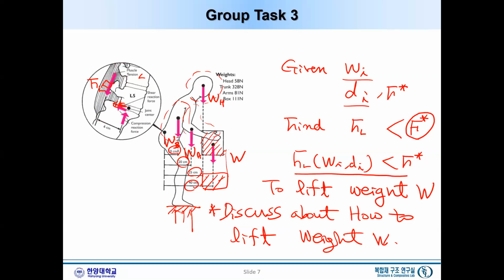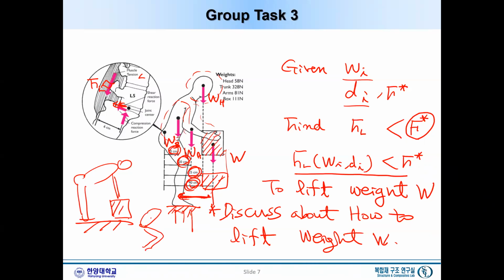What does it mean? You will see this distance is something you can vary. Importantly, you can get closer to the weight, or you can be very far from it. So you have a choice: you lift like this, or you bend your body and lift. The difference is that this distance is very different. So discuss all kinds of issues using the results you have derived.